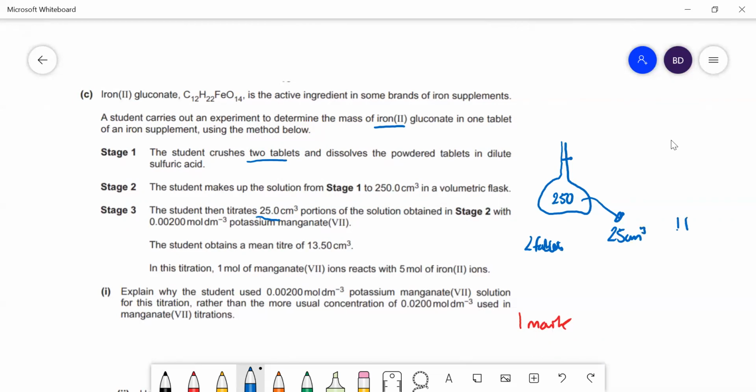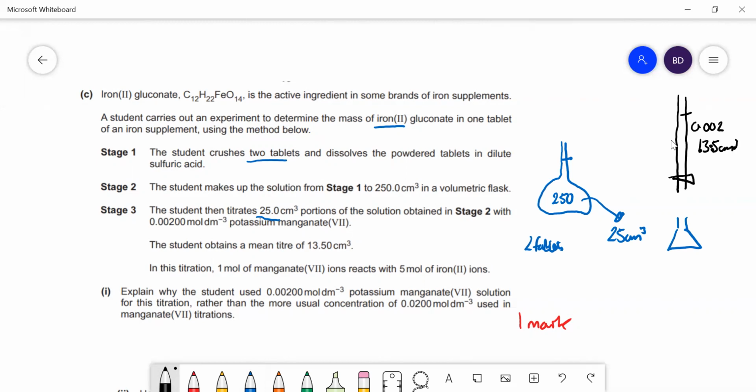That goes into the conical flask, and then that is titrated against manganate, purple manganate, which is in our burette, and that's going to be 0.002 mole per decimeter cubed, and they need 13.5 centimeters cubed of that. Okay, so we'll bear that in mind.